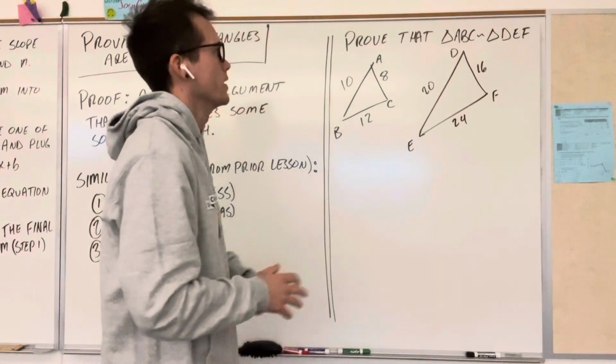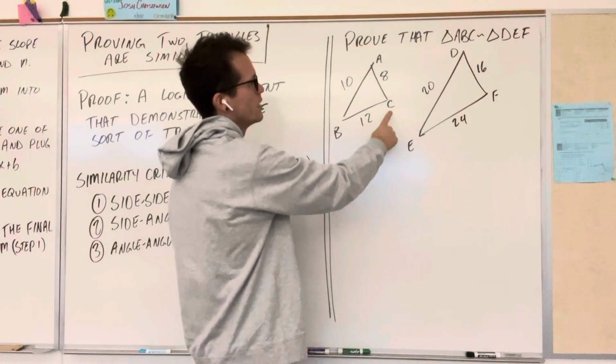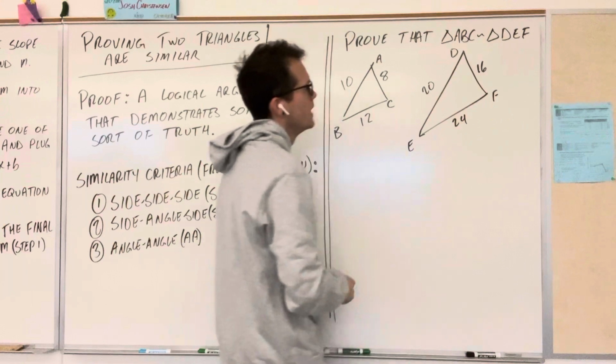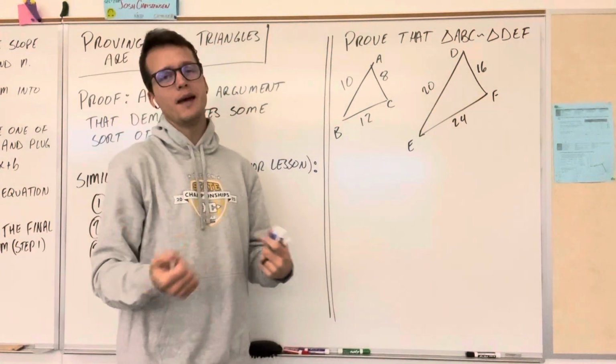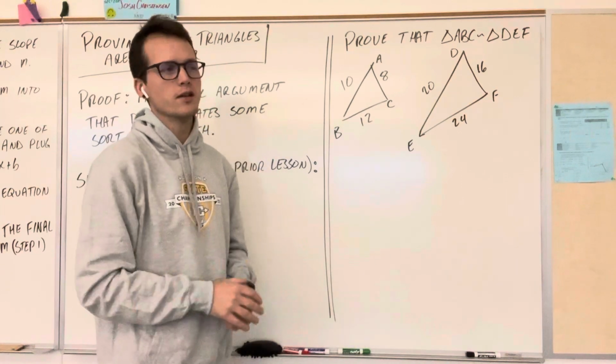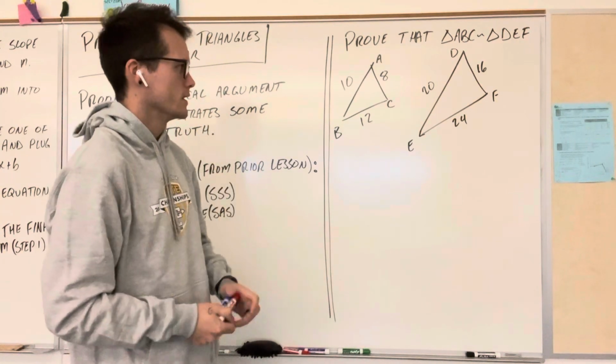Okay, well, let's get our bearings a little bit. I'm seeing triangle ABC, I'm seeing triangle DEF, and I need to take into account what information is given, and then from that, am I able to use one of these criteria to prove that they're definitely similar?